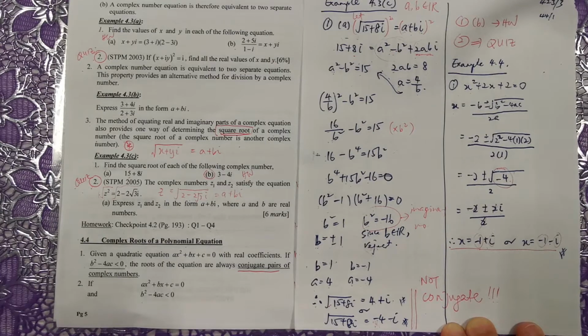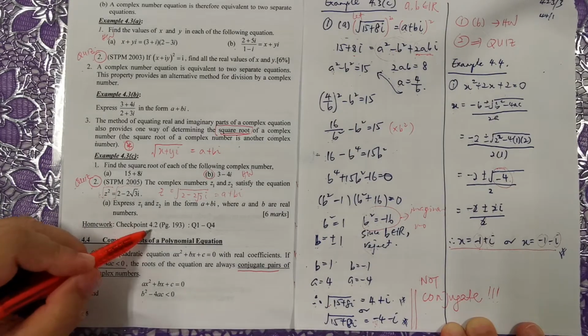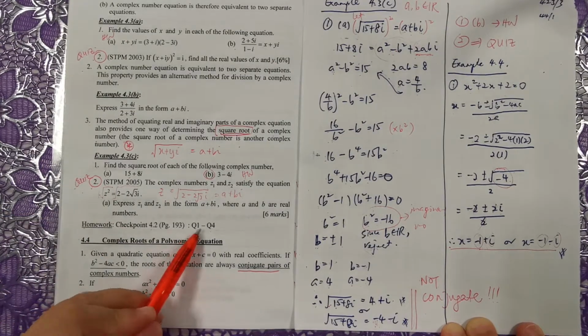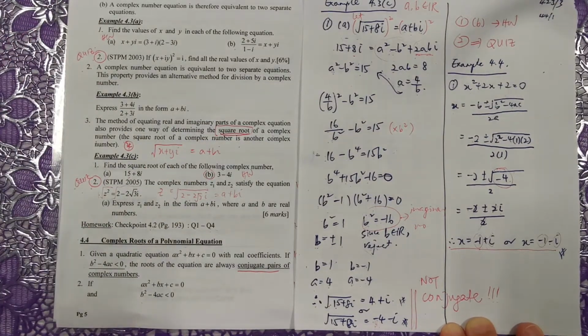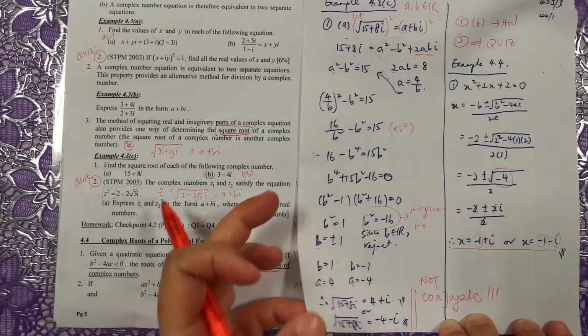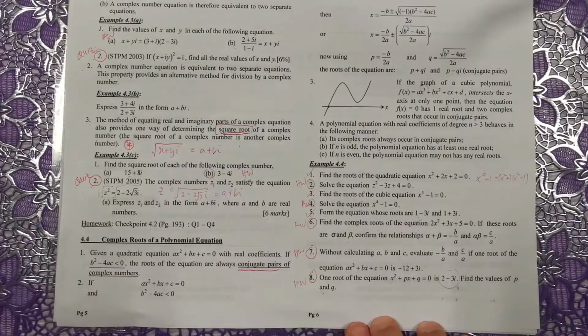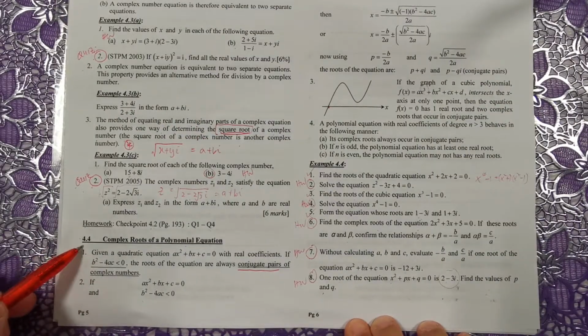Alright? Okay. So another homework will be checkpoint 4.2. Please complete question 1 to question 4. It will be related questions like this. Is it okay? It's supposed to be no problem. Alright, we will go through one more part, which is 4.4.